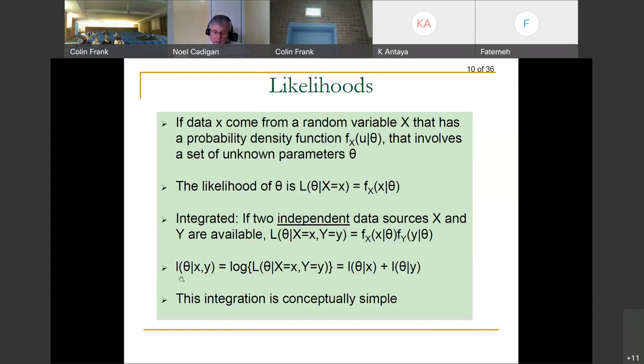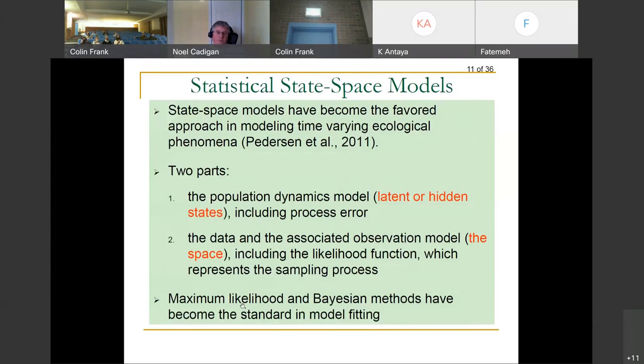And the log likelihood is then just the sum of the log likelihood of theta given X and theta given Y. So if X and Y are two independent data sources that we might want to use in stock assessment, the way we integrate information is just to add log likelihoods. So this integration is conceptually simple.